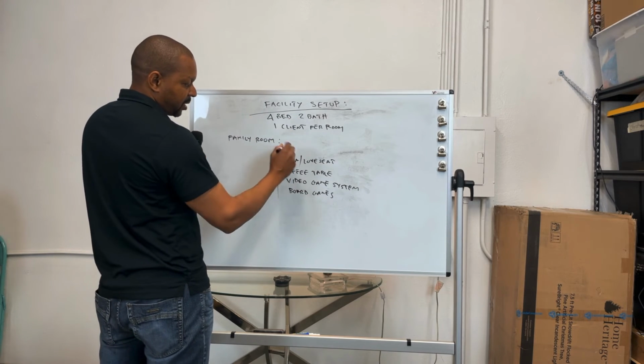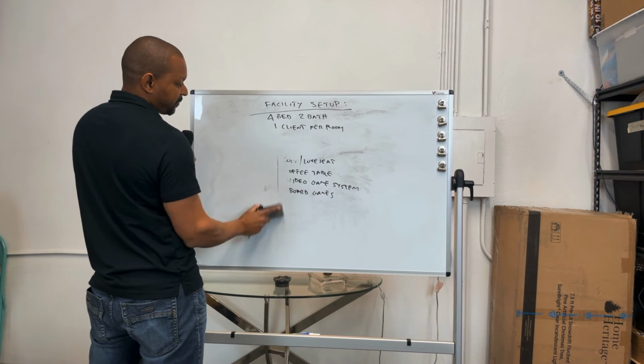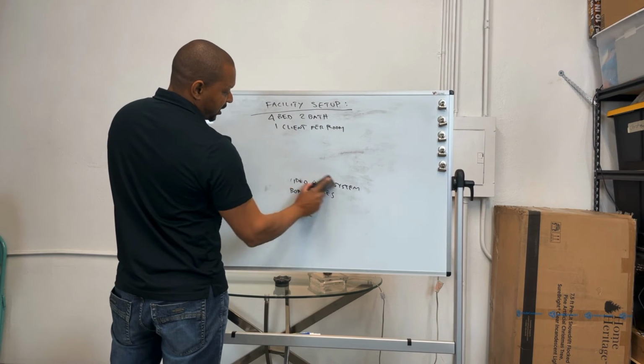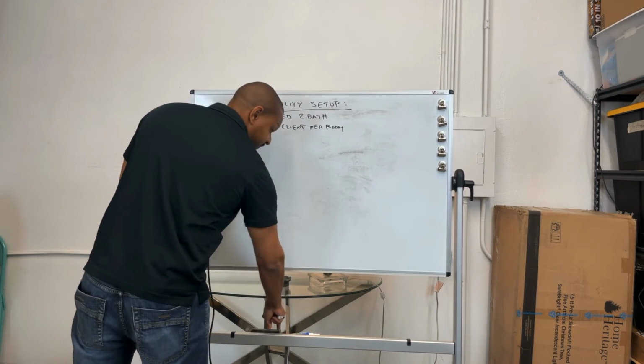Hang your TV on the wall. The flat panel TVs are cheap enough now. So that's your family room. Pretty straightforward. So that's the inside. Believe it or not, guys, that's the inside of your home.